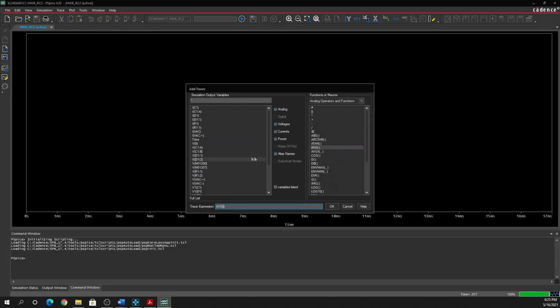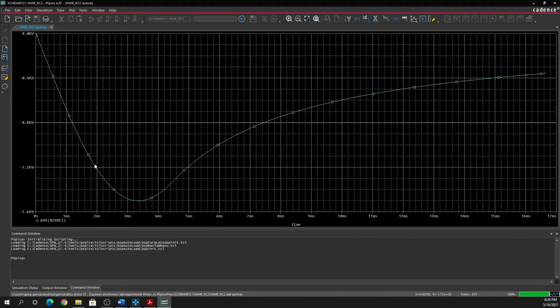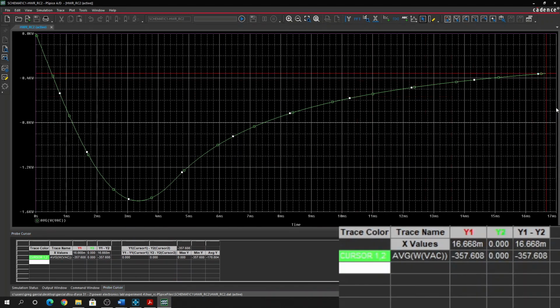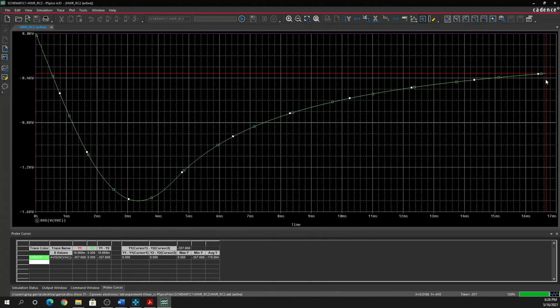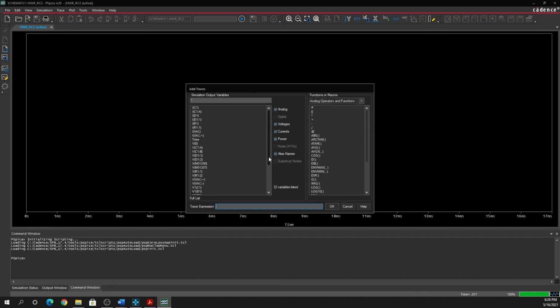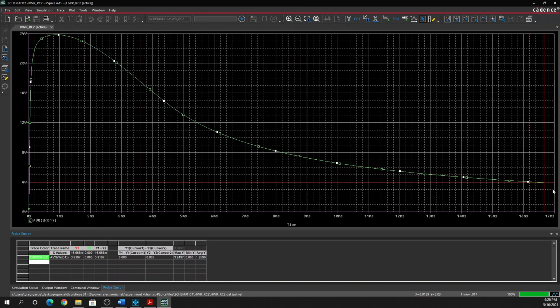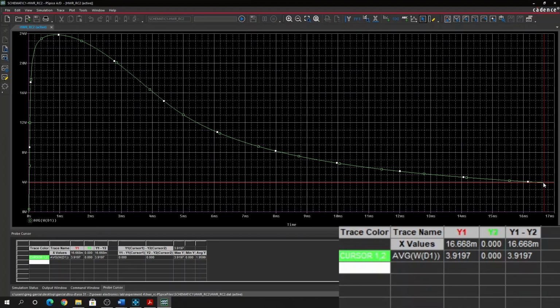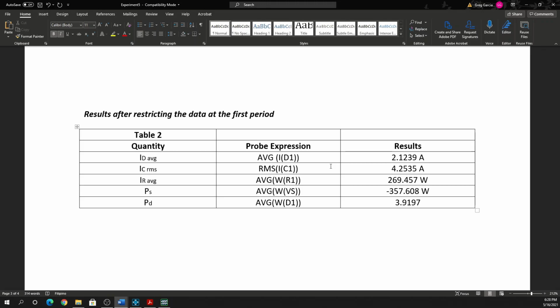Now let's get the power dissipated by the AC source. Trace, AVG, WVAC, cursor on. And the average power dissipated by the AC source is negative 357.608 watts. Now let's get the power absorbed by the diode. Add trace, AVG, WD1, cursor. And the power absorbed by the diode is 3.9197 watts. For table number 2, these are the results when we restrict the data to the first period.